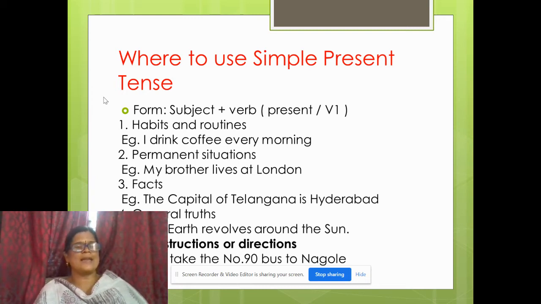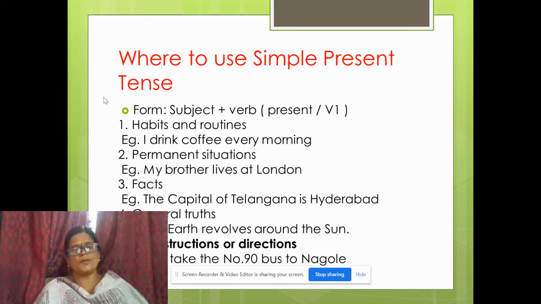So here we are directing somebody to take 90 to reach Nagol. Here, which tense are we using? Only simple present tense. Okay, so whenever your sister or your brother wants to know some recipes, which type of tense do we use? Only the simple present tense.